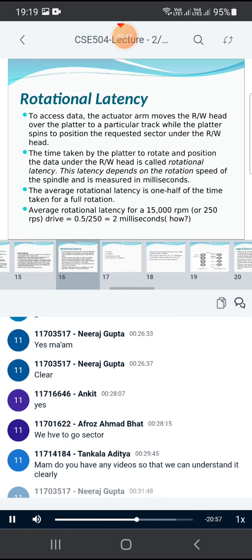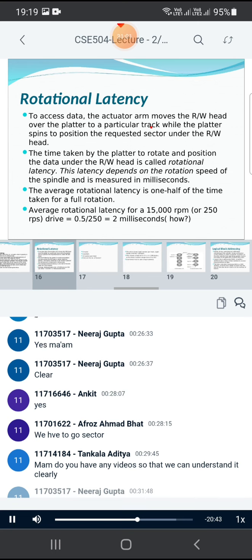Now let us discuss what is rotational latency. To access data, the actuator arm moves the read-write head over the platter to a particular track, while the platter spins to position the requested sector under the read-write head. What was seek time? The time taken to position the head over the desired track. What is rotational latency? It is the time taken by the platter to rotate and position the data under the read-write head.